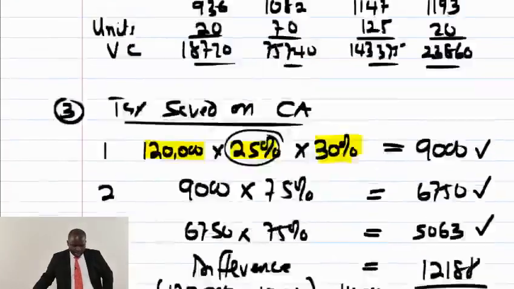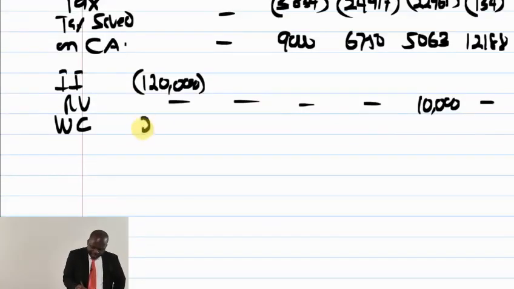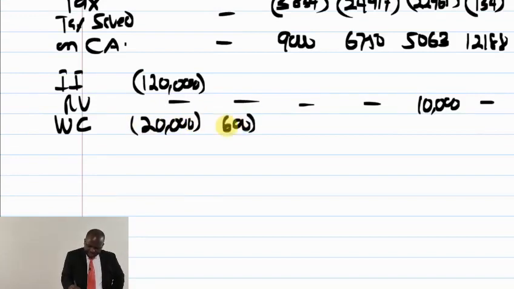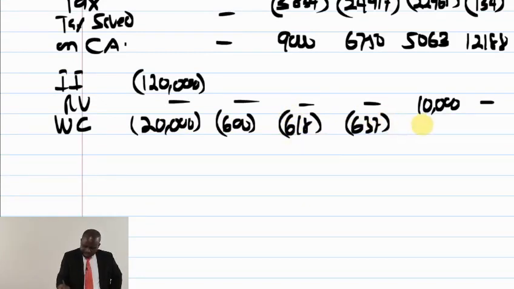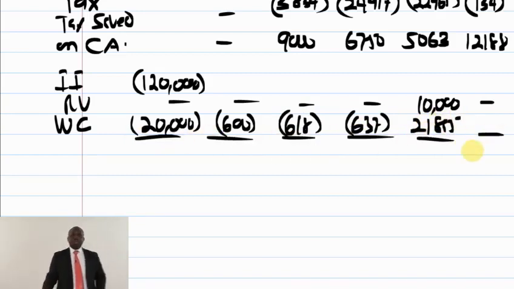So this is how you get your working capital. Let's go up there and do the working capital. Working capital is 20,000 here. This is 600, then this is 618. The next one is 637, and we recoup 21,855. Sum everything up. It's a template. So when you are asked to calculate NPV and I need my relevant cash flows, I have to picture.